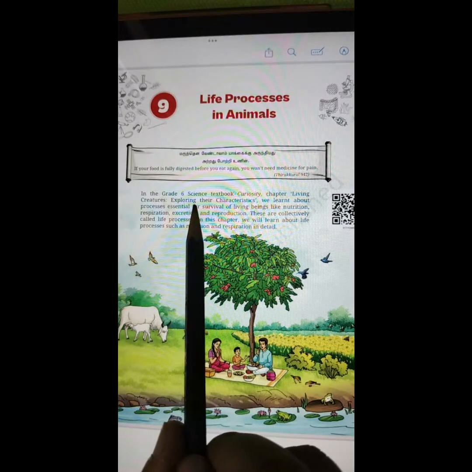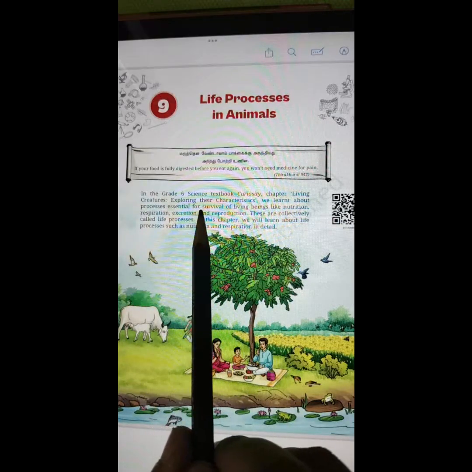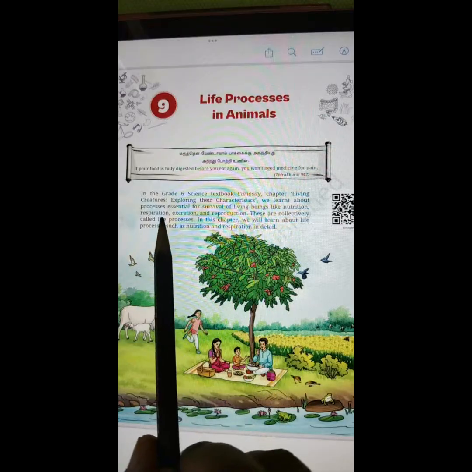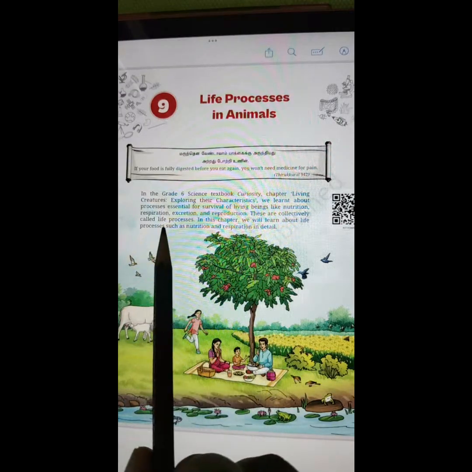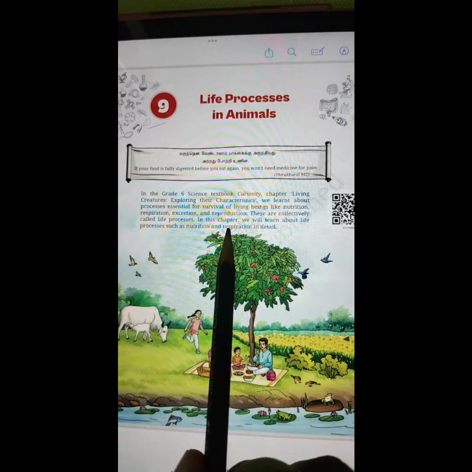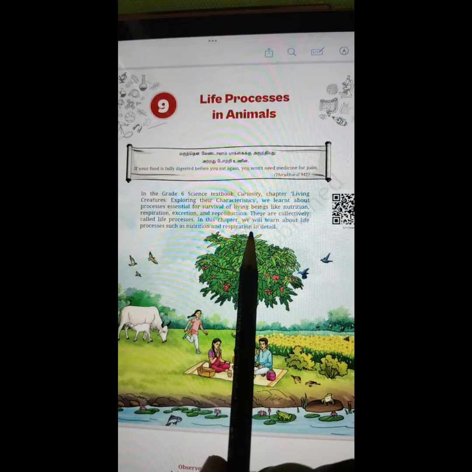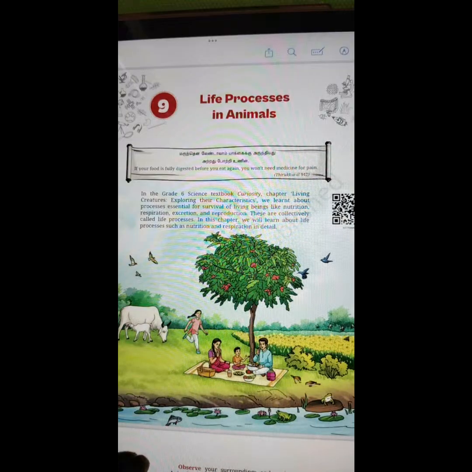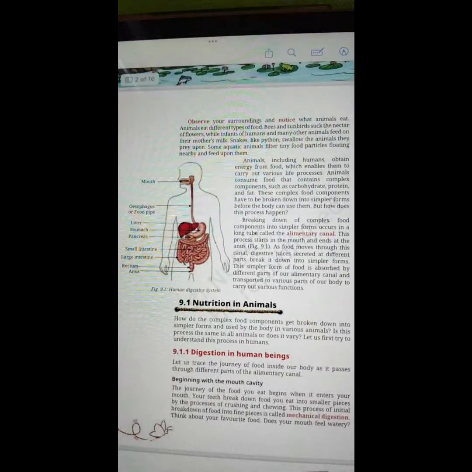In the Grade 6 Science textbook Curiosity, chapter Living Creatures: Exploring Their Characteristics, we learned about processes essential for survival of living beings like nutrition, respiration, excretion, and reproduction. These are collectively called life processes. In this chapter, we will learn about life processes such as nutrition and respiration in detail.